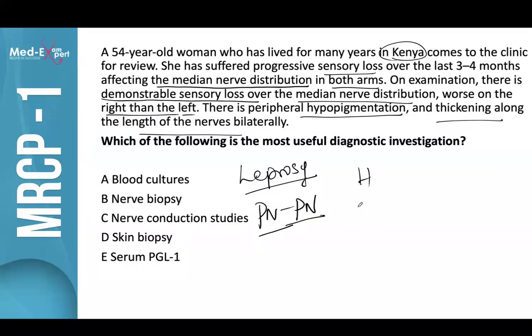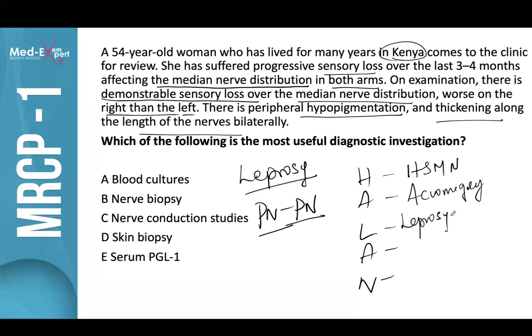Pertaining to MRCP, I made my own mnemonic called Helen. First is HSMN, hereditary sensory motor neuropathy, Charcot-Marie-Tooth disease. Next, A is for acromegaly, L for leprosy, A for amyloidosis, N for neurofibromatosis. In all these places you will get an enlarged nerve. But among all these, the one that suits here is leprosy because of the hypopigmented lesion.